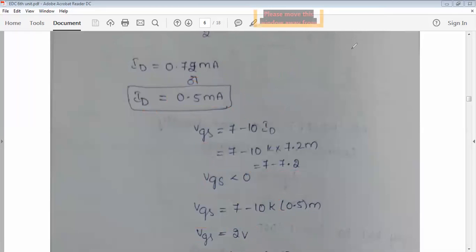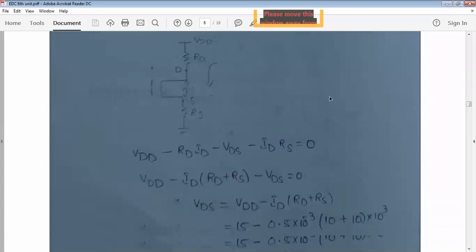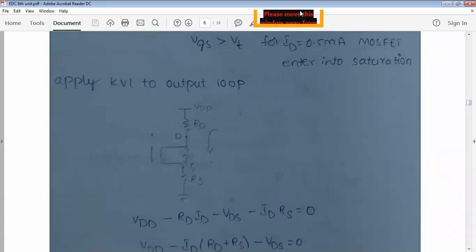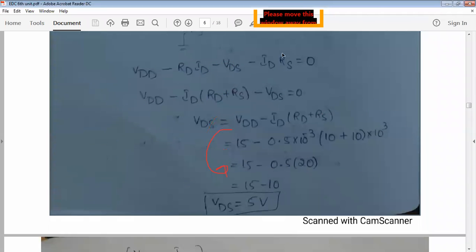Once you know the drain current and VGS, then last step is, now apply KVL to the output loop. This is the KVL to this loop. VDD minus ID into RD minus VDS minus ID into RS is equal to 0. Finally, VDS is equal to VDD minus ID into RD plus RS. That is equal to 15 minus 0.5 milli into 20 kilo ohm. That is equal to VDS is equal to 5 volt.